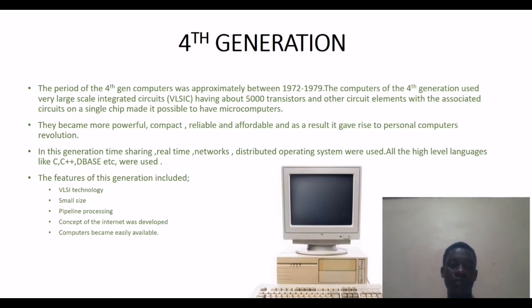The fourth generation. The period of the fourth generation was approximated to be between 1972 and 1979. The computers of the fourth generation used very large integrated circuits, having about 5,000 transistors and other elements in circuits on a single chip, and this made it possible to have microcomputers. They became powerful, compact, reliable, and affordable. As a result, it gave rise to personal computers.